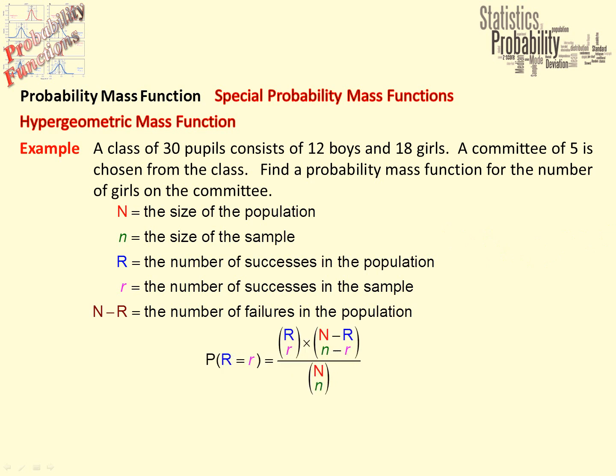So now, we're going to do it logically. What we're going to do is say, well, in how many ways can we choose? If we're doing, let's say, 3 girls, we're going to say, in how many ways can we choose 3 from 18? There. Times, and how many ways can we choose the remaining 2 from 12? There. And we divide by the total number there.